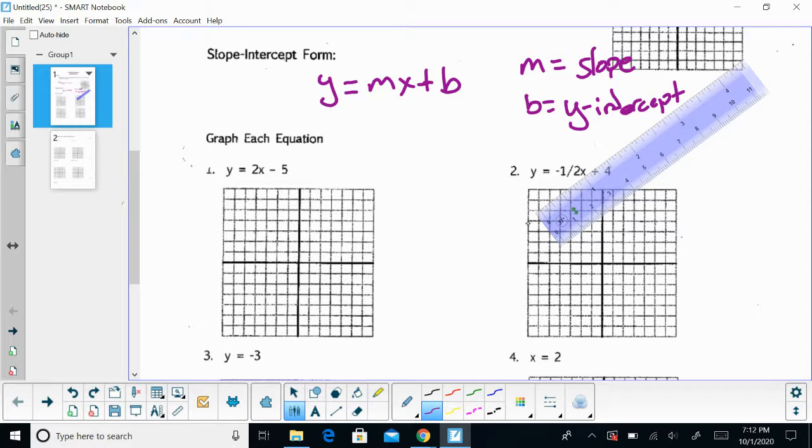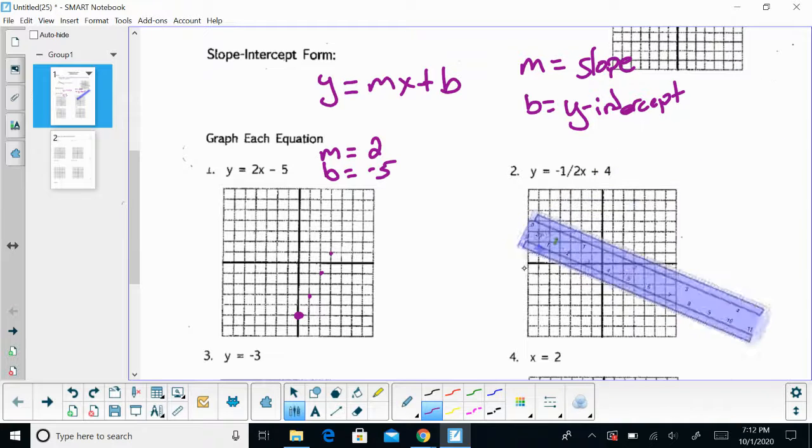Okay, so if I have this equation right here, y equals 2x minus 5, my m is 2. It's in the spot where the m is in my equation. And my b is negative 5. So to graph this, I always begin with b. I go down 1, 2, 3, 4, 5. Yep, down to negative 5. And my slope, I'm going to go up 2, to the right 1.